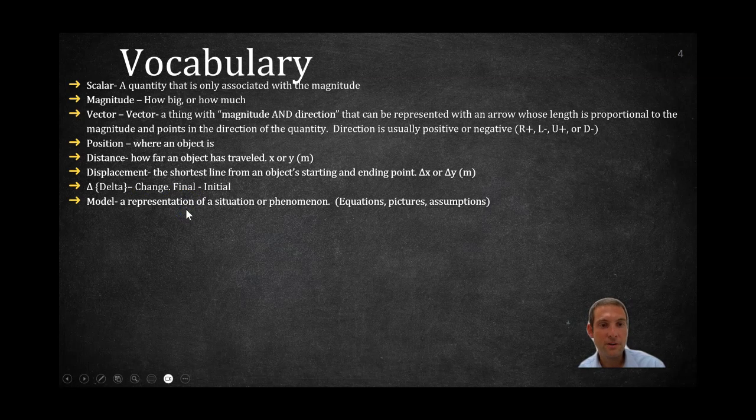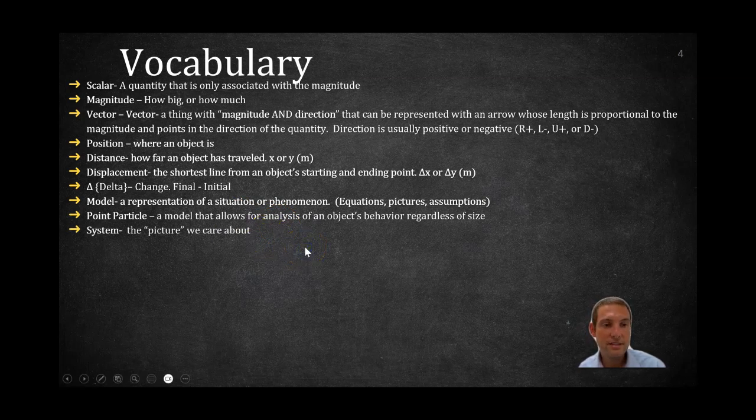A model is a representation of a situation or a phenomenon. Different models could be equations, pictures, or assumptions that you're making. A point particle is a model that allows for analysis of an object's behavior regardless of size. A system is the picture we care about.